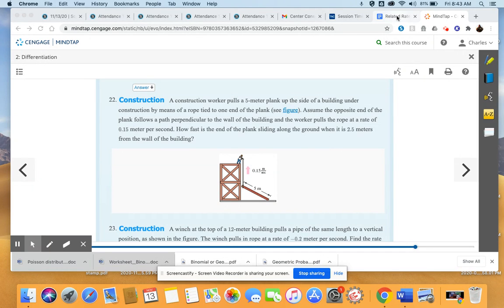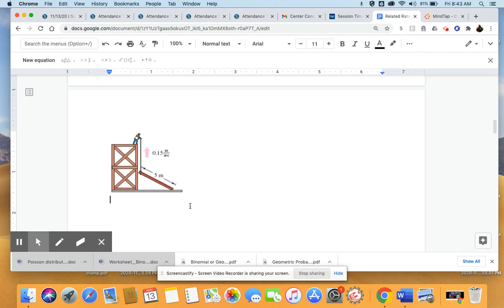So let's hop over here to the Google Doc I just set up, and let's start putting in our important information. First and foremost, we're dealing with a right triangle. And we're specifically talking about the sides of this right triangle. So do we know an equation that relates the sides of a right triangle? We do. Let's go ahead and put that equation in. We'll call it x squared plus y squared equals hypotenuse squared.